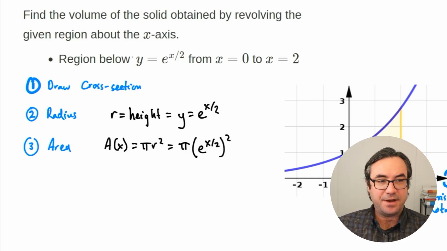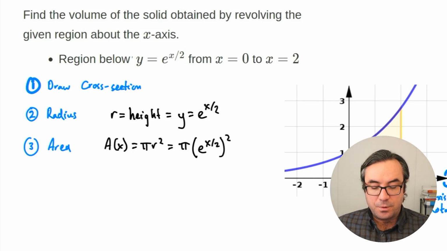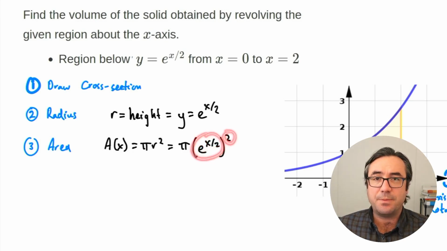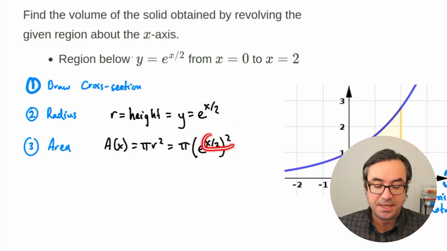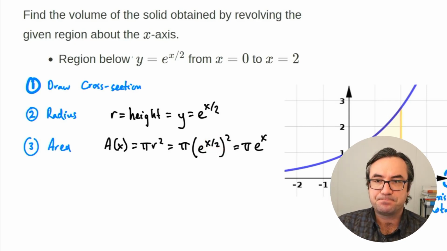And let's simplify this down. When we have something being raised to a power, and then that whole thing being raised to a power, our exponent laws tell us that we multiply those exponents together. So we end up with e raised to the 2x.